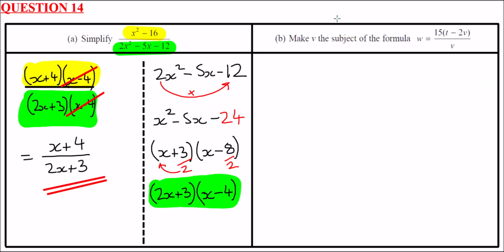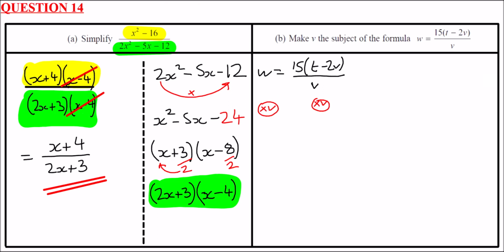Part B, we need to make v the subject of this formula. So I'll just write this out first of all. So we've got w equals 15 brackets t minus 2v all over v. We need to isolate, get one instance of v on its own on one side of the equation. That's what we need to aim for. So what we need to do here, first decision, we could multiply both sides by v to get rid of that denominator.